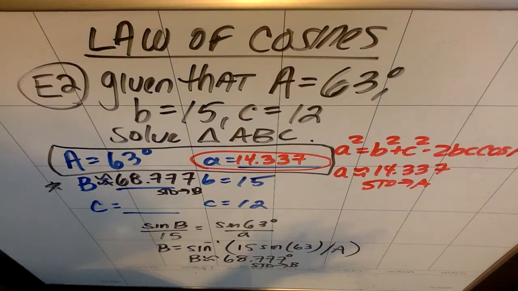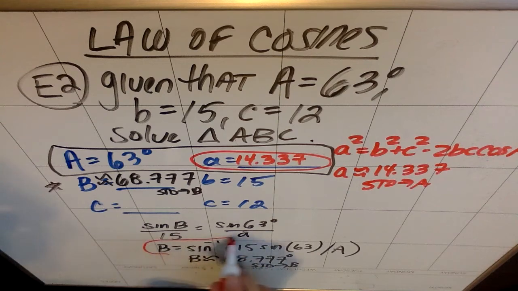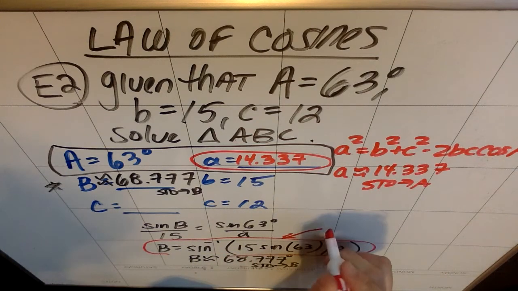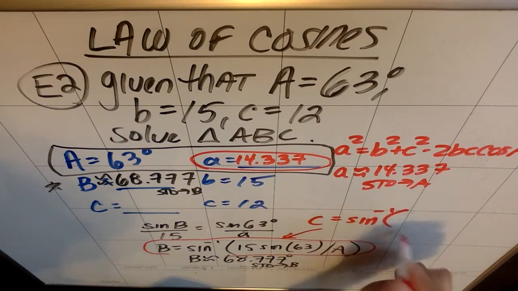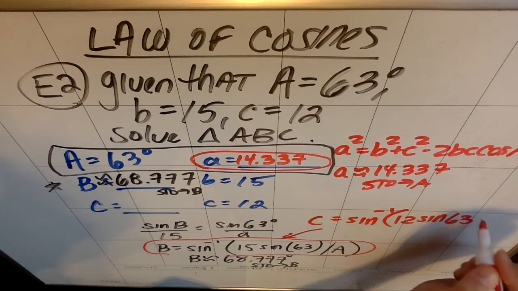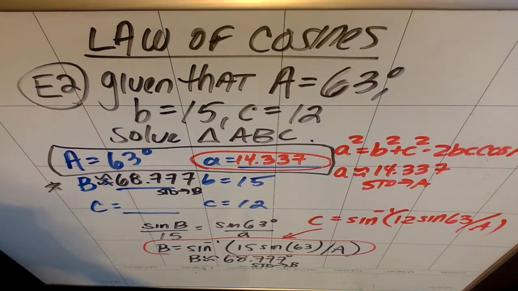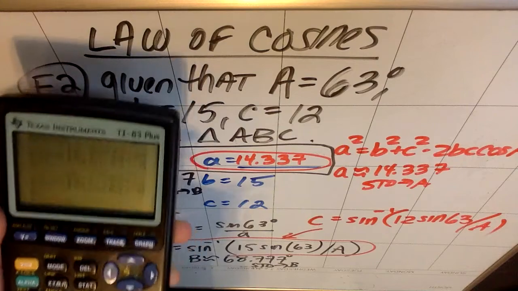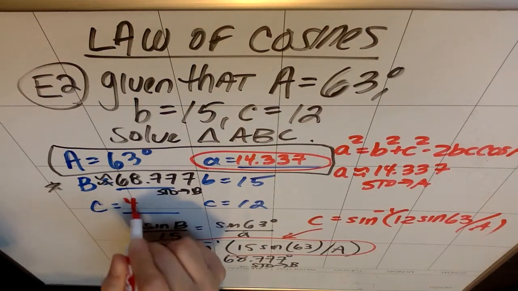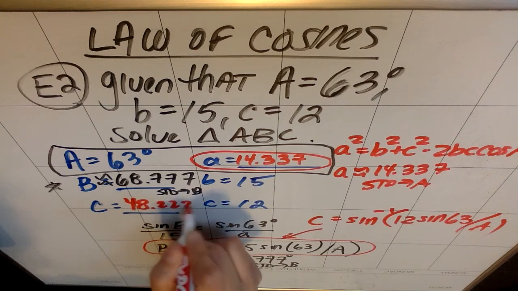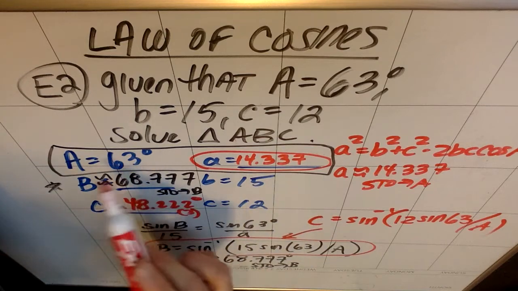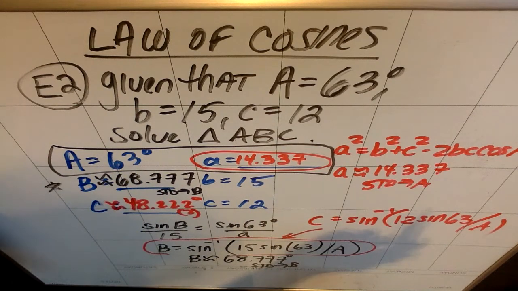So the easiest way to do this is actually not to bother to use B, but rather to do this exact setup again, except change this 15 into a 12, and that would then be C. So C should be the inverse sine of 12 sine of 63 all over A. The advantage to doing that is you can just hit second enter and call up what you had, then change the 15 to a 12 and hit enter, and there's your C. It's approximately 48.22, or 48.23, depending on whether you round or truncate. The other way to get C is to sum these values and subtract from 180. Either of those would be fine.